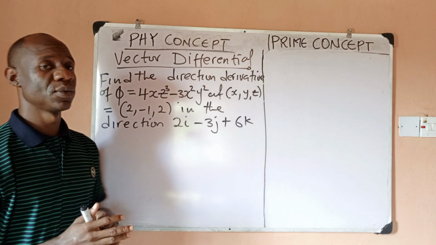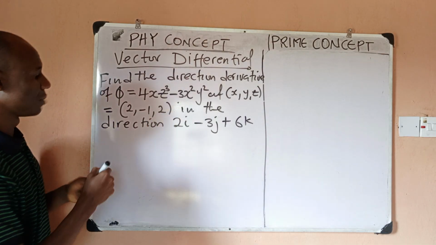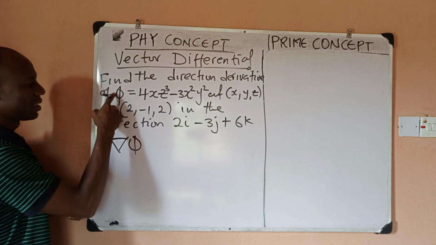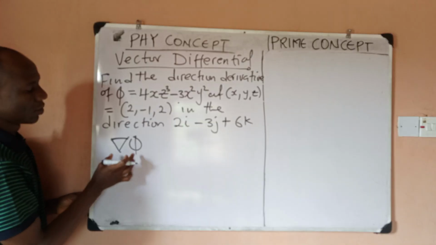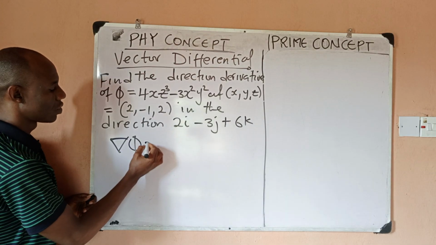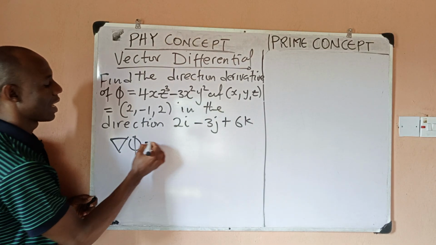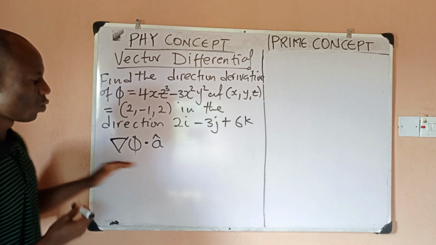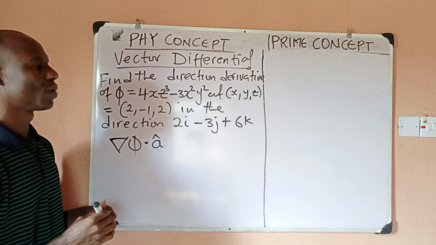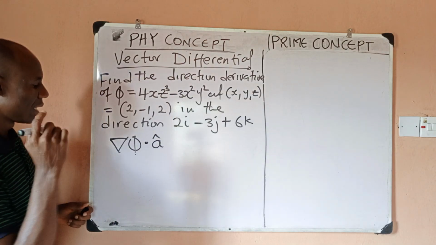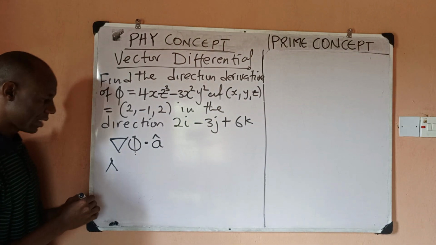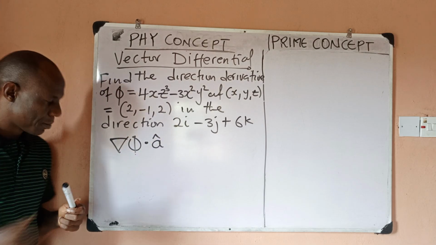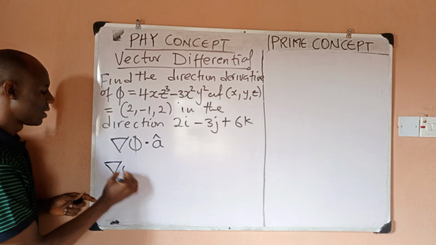So it's very simple. The directional derivative simply means you're multiplying the gradient. Remember, the gradient of this is denoted as this. It means that we're finding the dot product of the gradient and the unit vector of this. So this is what we want to do, and we have answered this question. First things first, let's start by finding the gradient, which is just this.